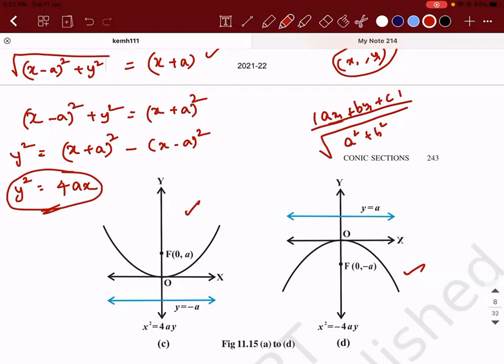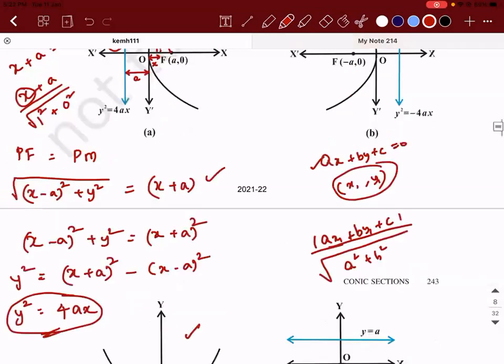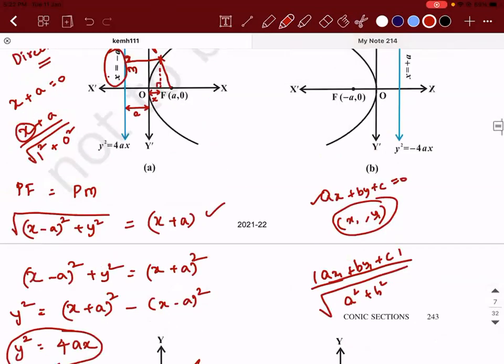Yes, sir. So please make a note of it. While writing, if there is any doubt, please get it clarified.